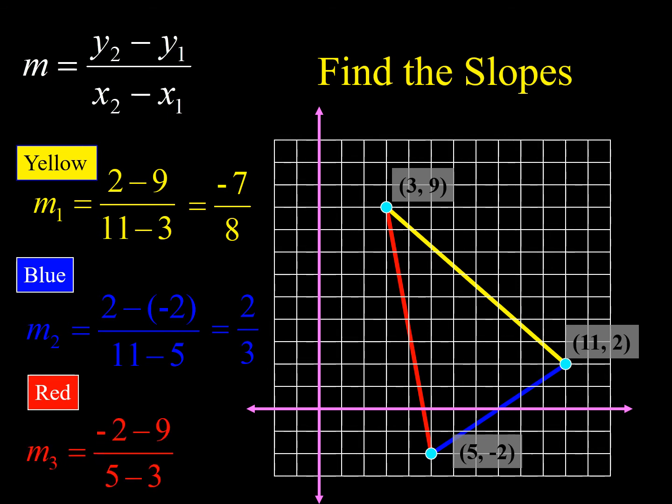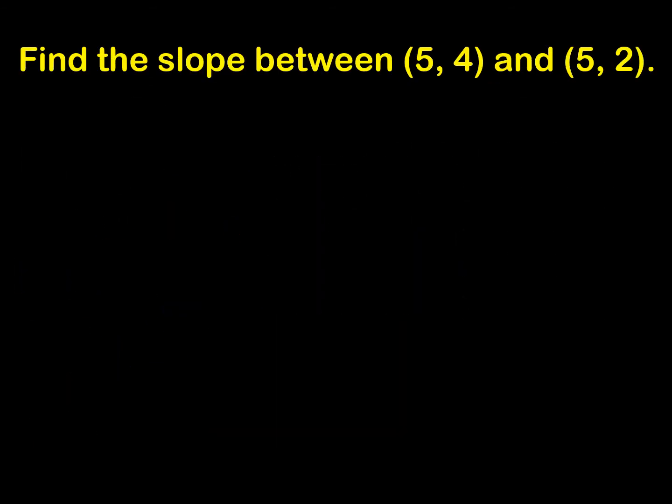Then for the red line, we use the points 3, 9, and 5, negative 2. So we have negative 2 minus 9 over 5 minus 3, which is negative 11 over 2. So the red line is sloping downward to the right. So it has a negative slope.